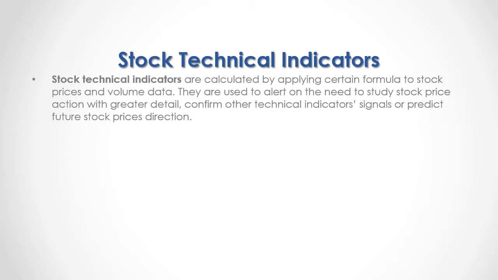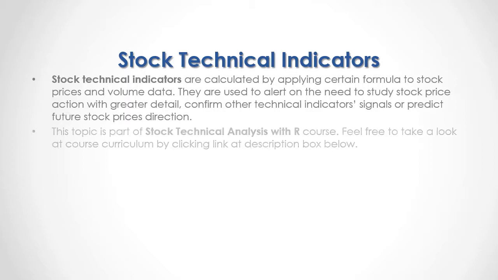Stock technical indicators are calculated by applying certain formulas to stock prices and volume data. They are used to alert on the need to study stock price action in greater detail, confirm other technical indicator signals, or predict future stock price direction.